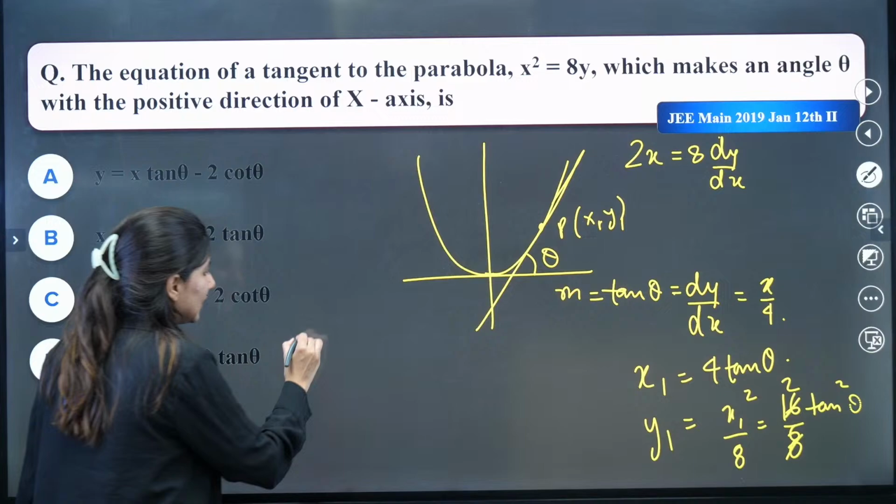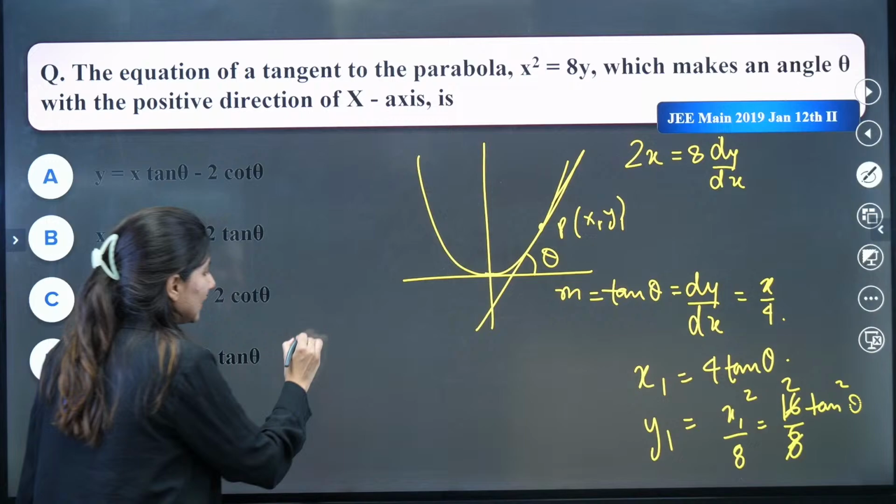Theta is equal to x minus 4 tan theta. Now what is the slope? Slope is tan theta. This is the final answer of the equation. Now you just have to think about this: x, y is clearly x tan theta.